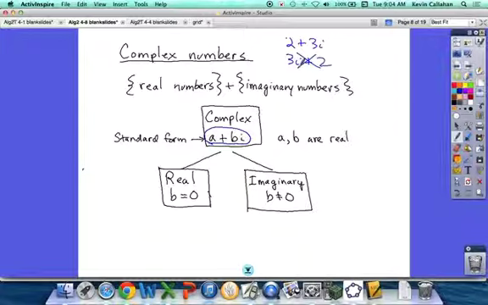So would it be fair to say that all real numbers are complex numbers? Yes. So real numbers are a subset of the complex numbers. Would it be fair to say that all complex numbers are imaginary numbers? That would be false, because not all complex numbers are imaginary. Real numbers are not imaginary. The right way to say it would be all imaginary numbers are complex.